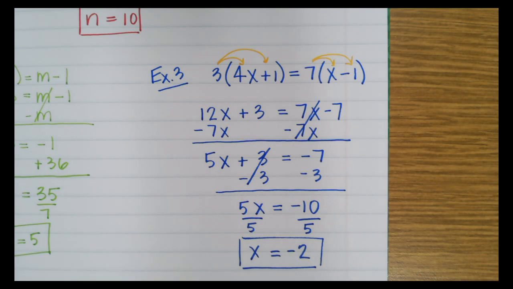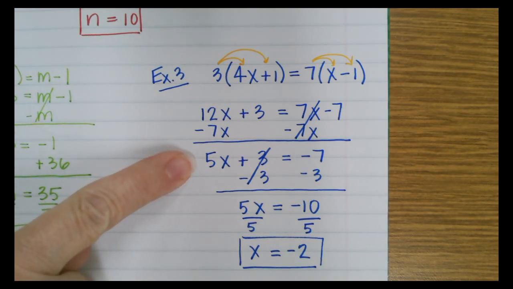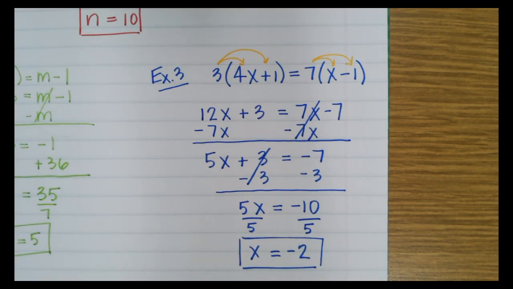Again, if you need to go back and re-watch any of these problems, please do. But basically your steps are, first, we're going to distribute. Second thing we're going to do is eliminate the variables on one side. From there, we have a two-step equation, so you should be able to follow that down because you've been doing that for quite a while.